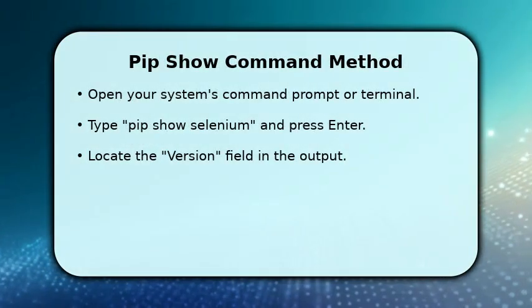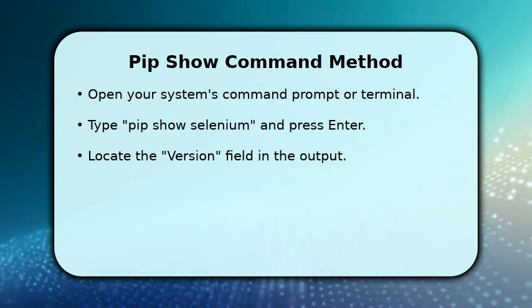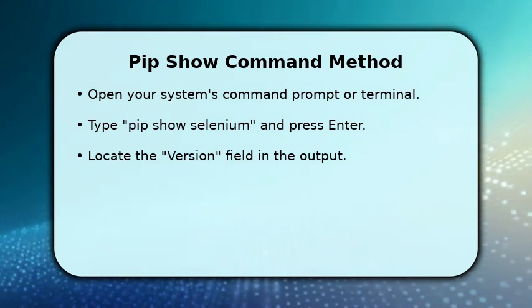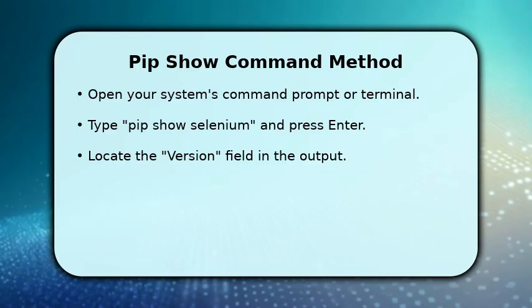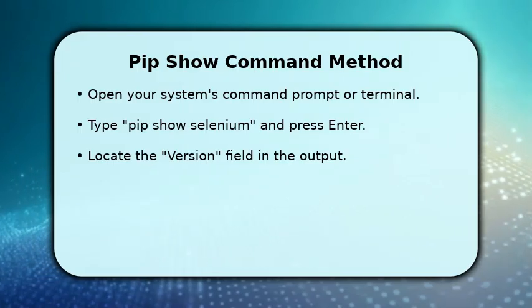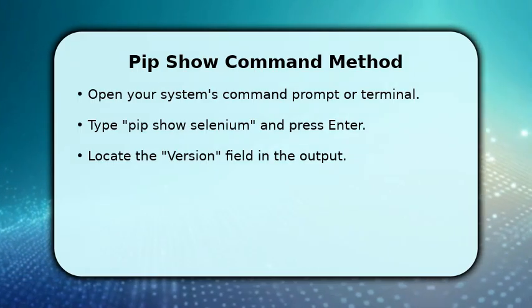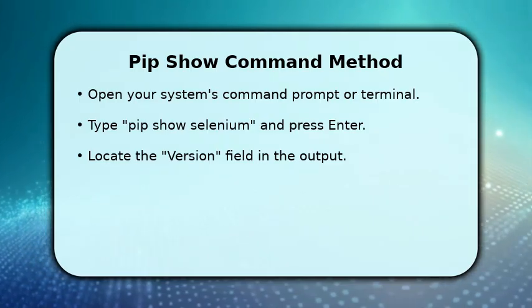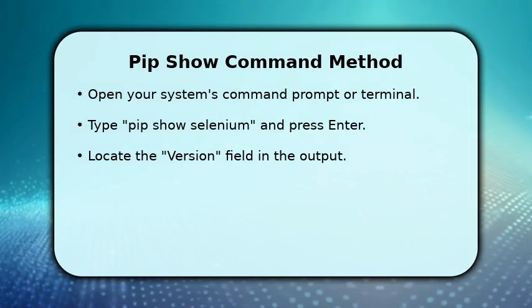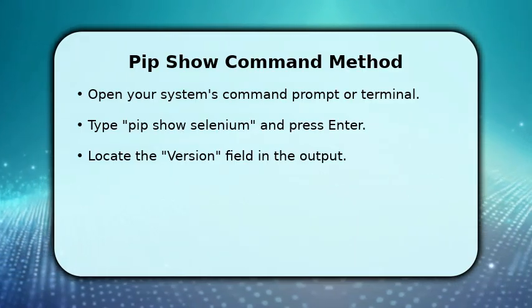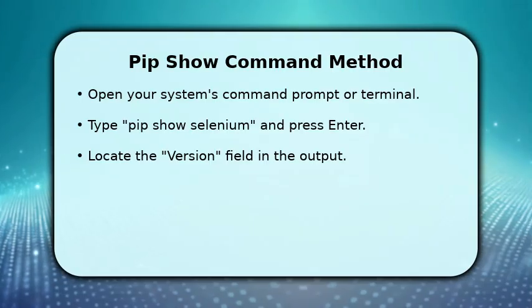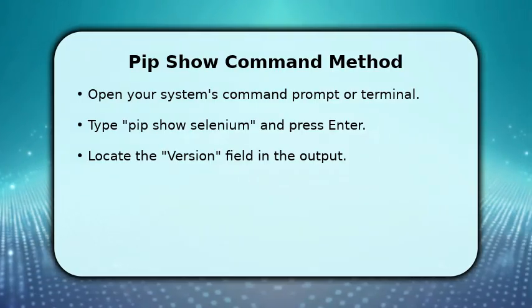The first method involves using the pip package manager. Simply open your command prompt or terminal. Then, type pip show Selenium and press the Enter key. Pip will display detailed information about your Selenium installation. Look for the line that begins with version to find the exact version number, such as 4.14.0. This is a quick and effective way to get the information you need.